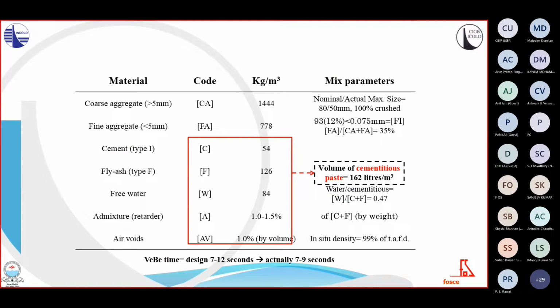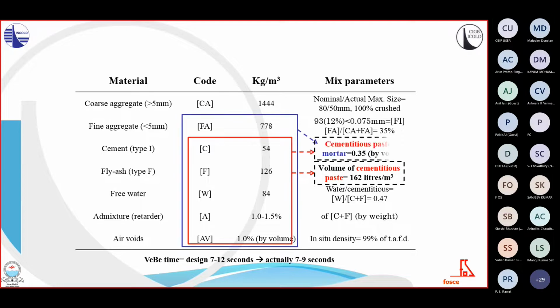In the example mixture proportions shown before, the volume of cementitious paste was 162 liters per cubic meter, and the ratio to mortar, calculated by adding paste and fine aggregate, is as low as 0.35. Normal values of paste mortar ratio in other high cementitious RCC mixes are in the order of 0.40 or more.